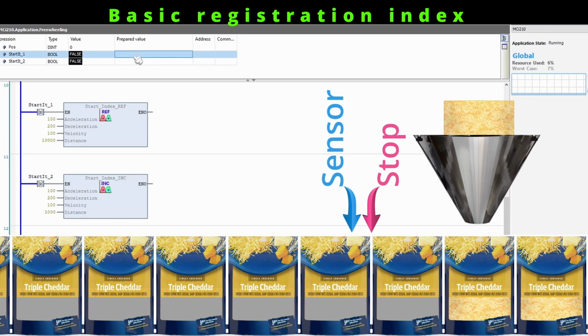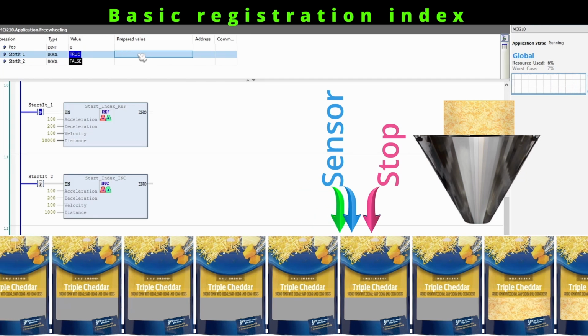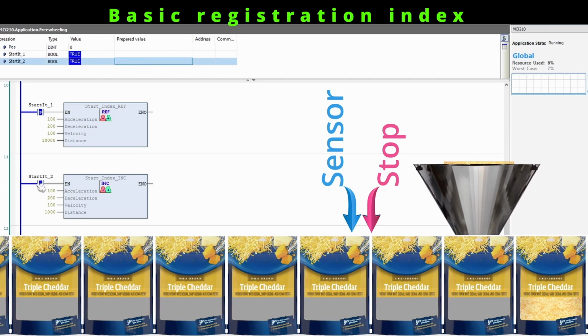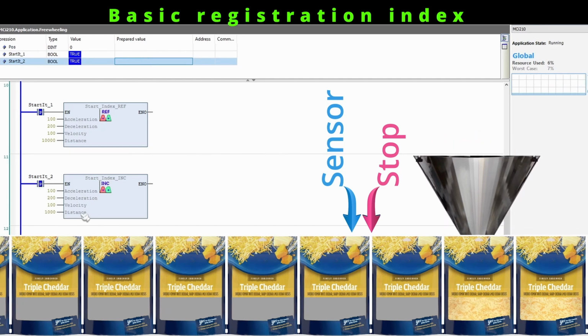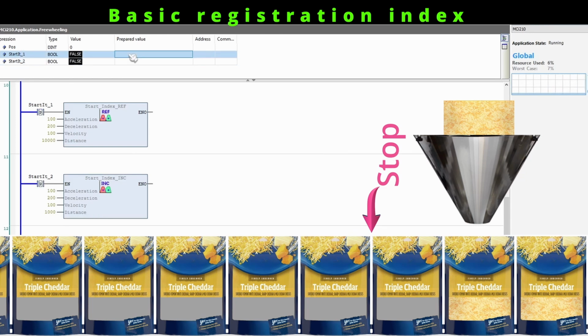Well, let's watch this a couple more times and see how it's actually supposed to work with this incremental index acting as a registration index. Each time it indexes, you can see that the sensor is seeing the white line. This guarantees the bag stops in the right location. Some of you guys might not understand what I'm saying here, so let's exaggerate the problem.